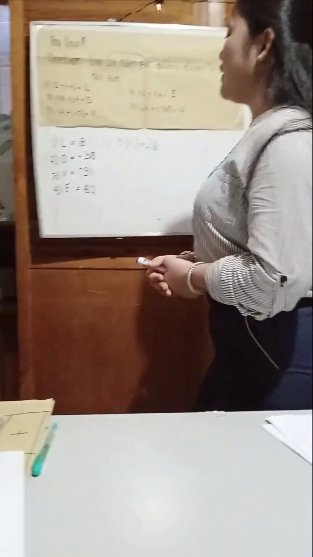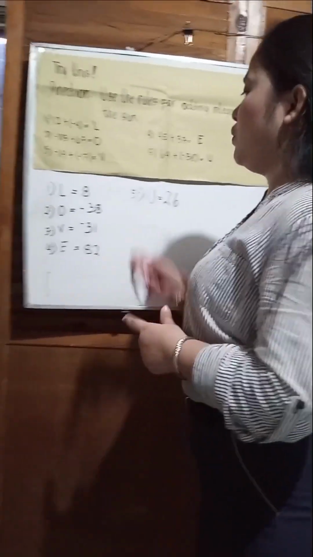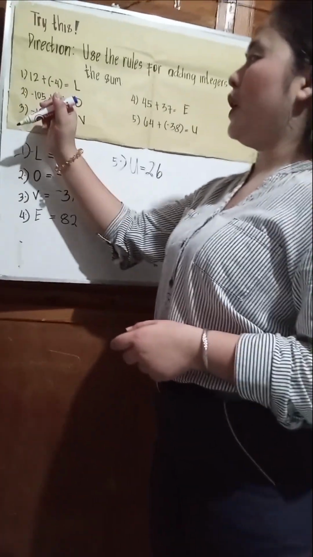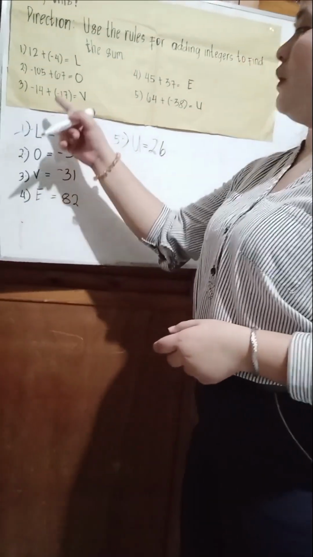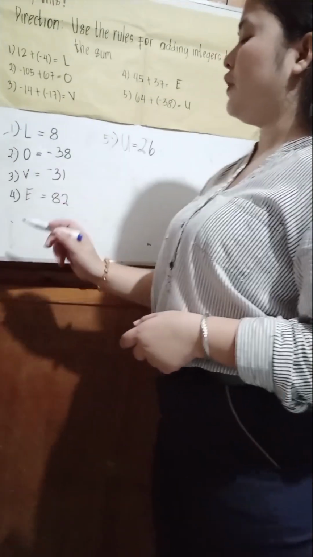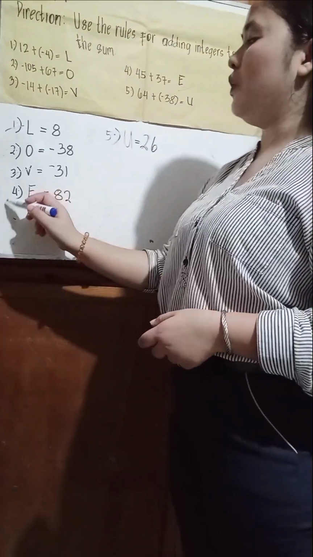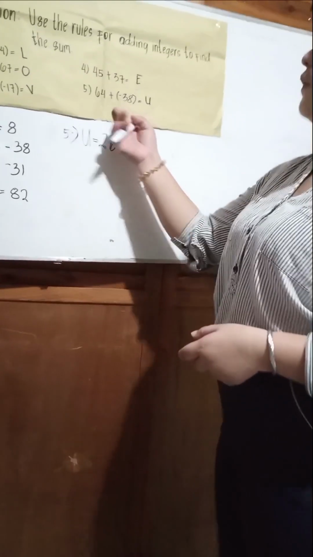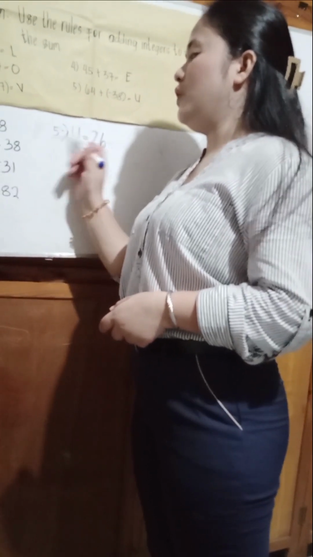Okay, very good class. So for number 1, sagot ni L is 12 plus negative 4 is equal to positive 8. Check. Sagot ni O, negative 105 plus 67 is equal to negative 38. Check. Sagot ni V, negative 14 plus negative 17 is equal to negative 31. Check. And 45 plus 37, sagot ni A is positive 82. Check. And number 5, 64 plus negative 38 is positive 26, ang sagot ni U. Okay.